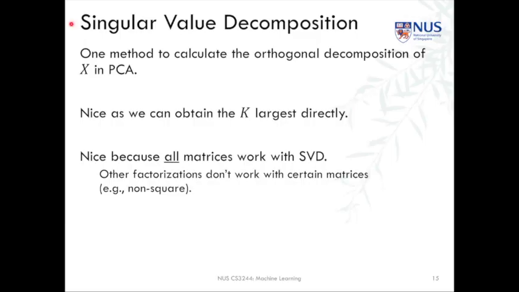So now that we've gotten the idea of PCA, let's see how singular value decomposition helps us to accomplish it. It's basically one method to calculate the orthogonal decomposition required in PCA, and it's nice because we can obtain the capital K largest eigenvectors and values directly, and because it can work with all different types of matrices, not just ones that are square, which our other factorizations require.